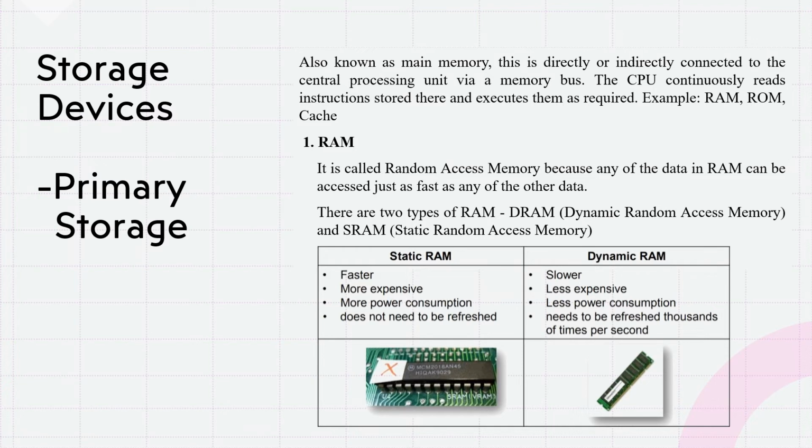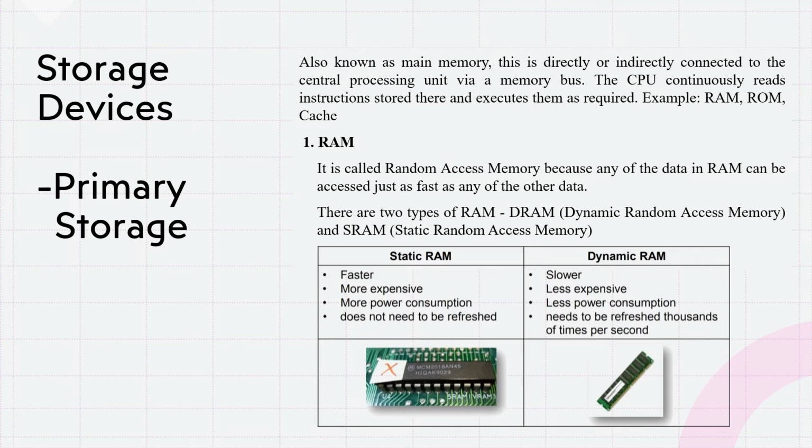The first type in it is called RAM. It is called random access memory because any of the data in RAM can be accessed just as fast as any of the other data. There are two types of RAM, DRAM and SRAM. DRAM is dynamic random access memory and SRAM is static random access memory.